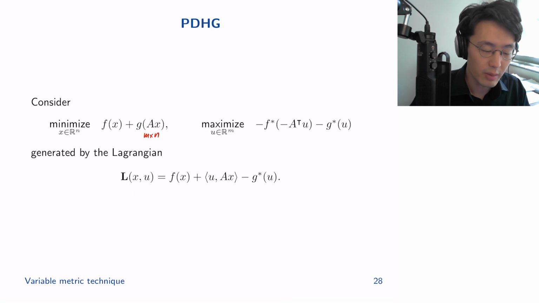This primal dual problem pair is generated by this Lagrangian. If we examine the Lagrangian, we have the convex function f, and then we have the negative of the convex function g star. f is a function of x, g star is a function of u. And then the primal and dual variables x and u are coupled, they are related through this inner product.